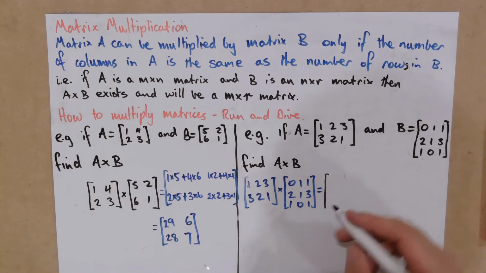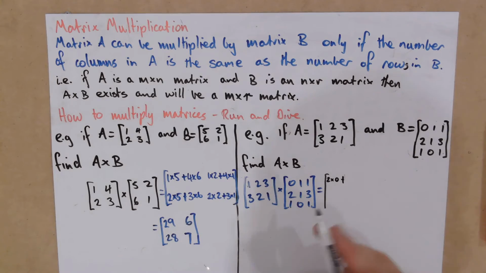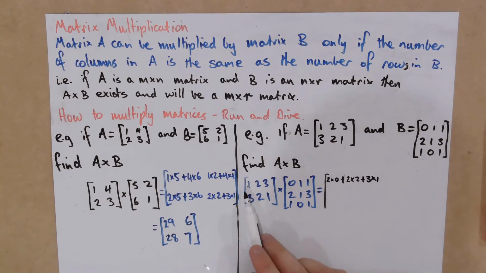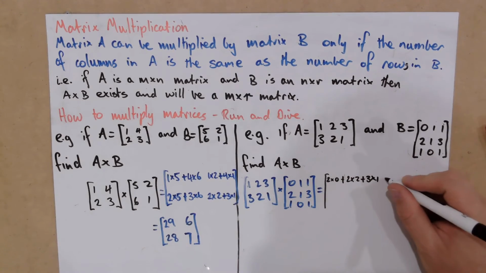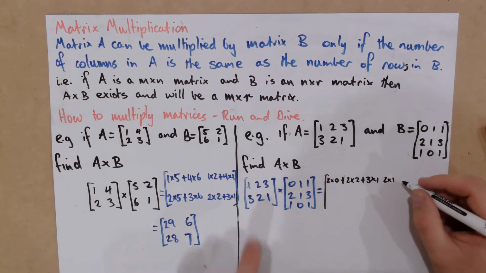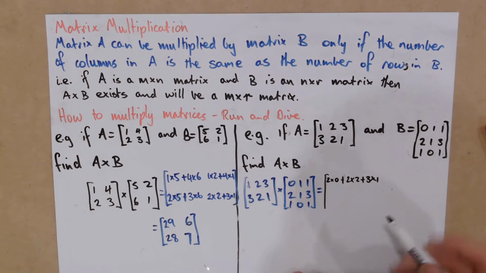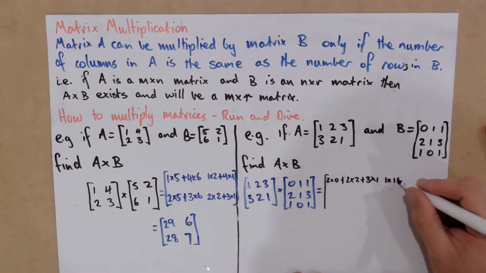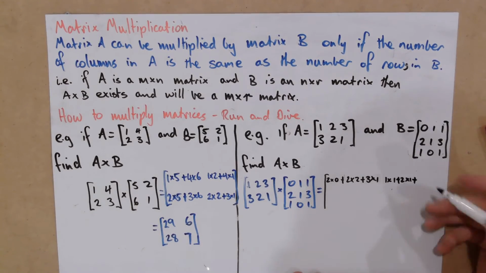So we've got 2 times 0 plus 2 times 2 plus 3 times 1. Okay, so we've gone across and down. Now we're going to do that again. Okay, 2 times 1. Okay, and then, sorry, there'll be 1 times 1. Sorry about that. 2 times 1 plus 2 times 1 plus, we're going to get 3 times 0.